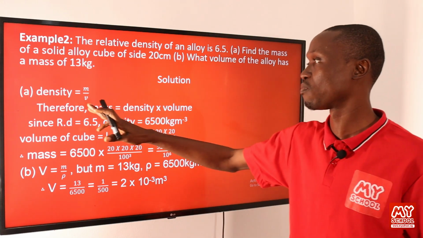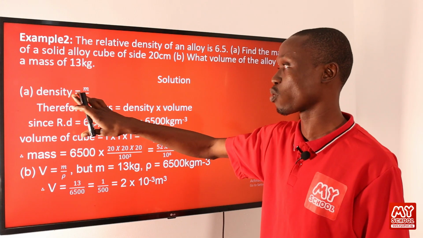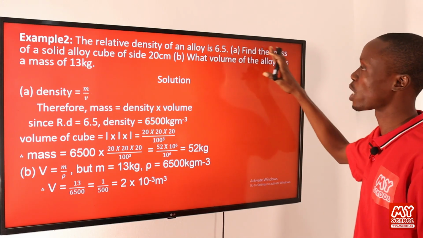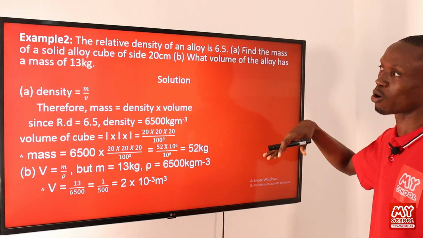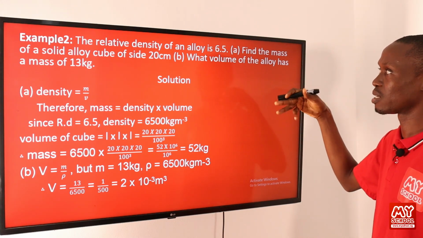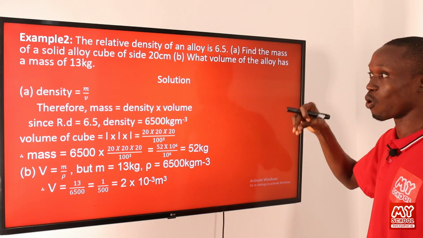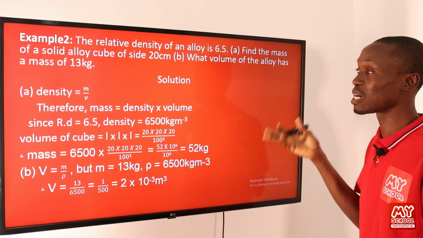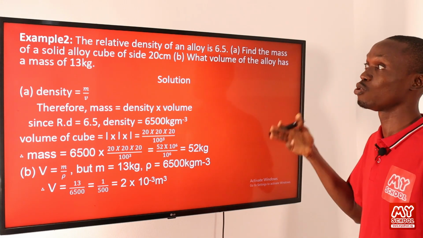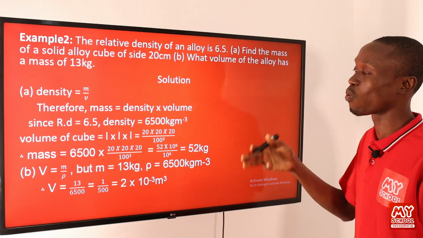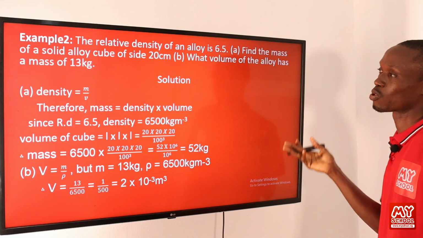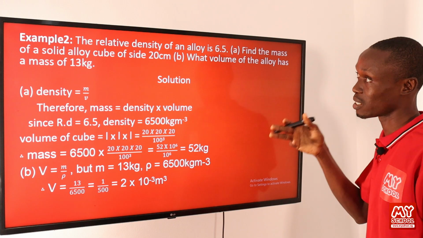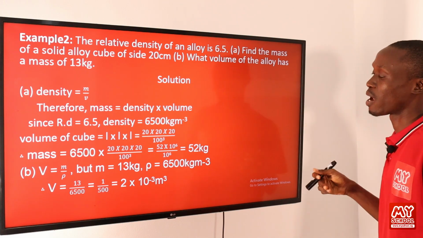So we know that the formula for calculating density is mass over volume. But if you look at the question carefully, we are not given density. But from the relative density, we can actually get the value of the density. And we know that the difference between relative density and density is just the unit. One has a unit and one doesn't. In this case, relative density doesn't have a unit, but density has a unit.